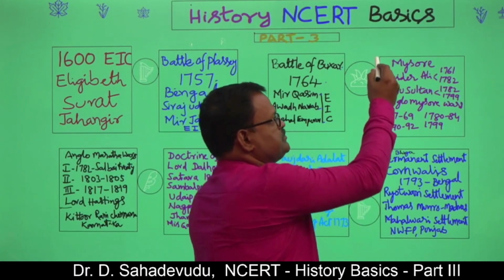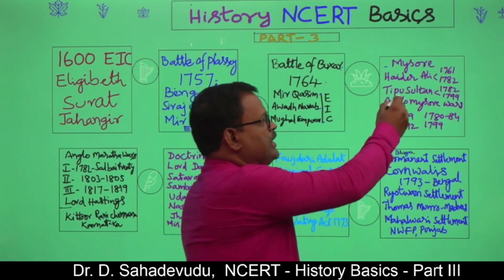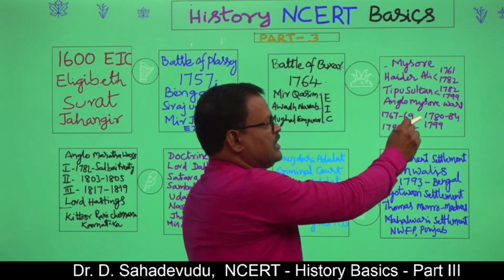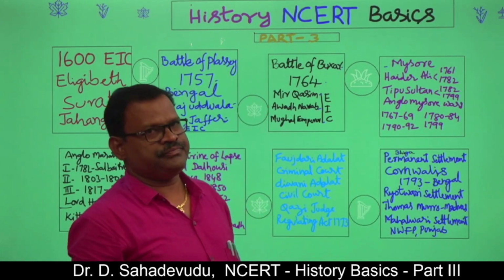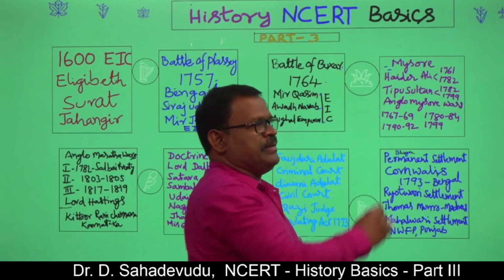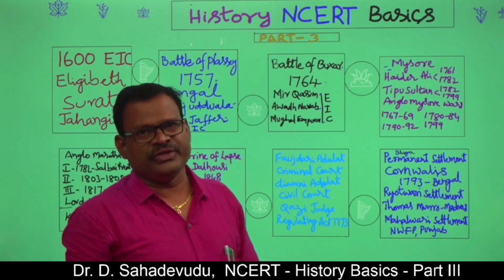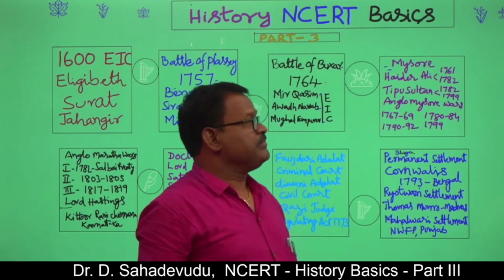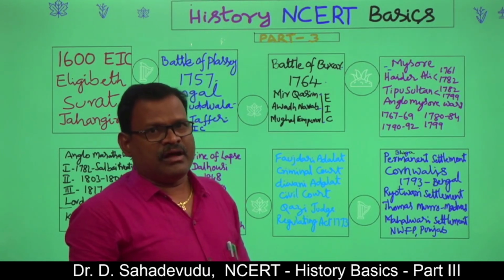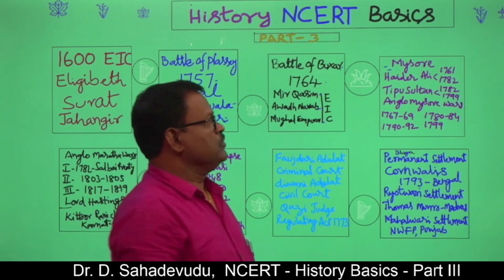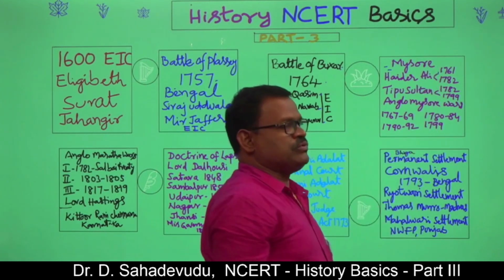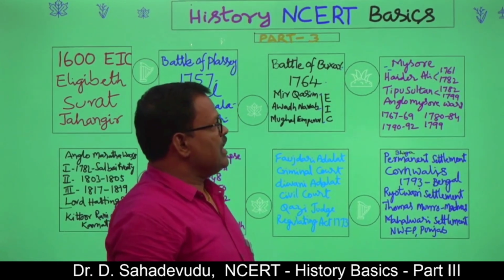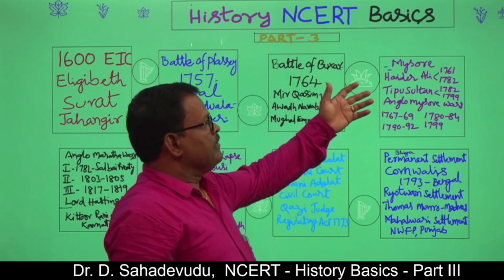See the next synopsis box: Mysore, Hyder Ali, Tipu Sultan, Anglo-Mysore Wars. First Anglo-Mysore War, Second Anglo-Mysore War, Third and finally Fourth Anglo-Mysore War. Mysore is an important princely state in modern India. It gained independence during the period of Hyder Ali. During Hyder Ali's time, the Anglo-Mysore Wars occurred. The First Anglo-Mysore War, from 1761 to 1782, was won by Hyder Ali.